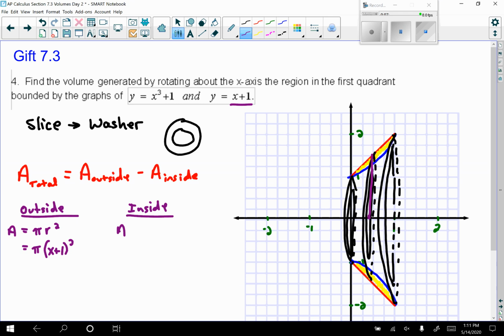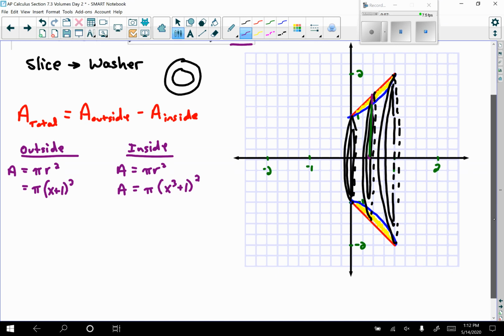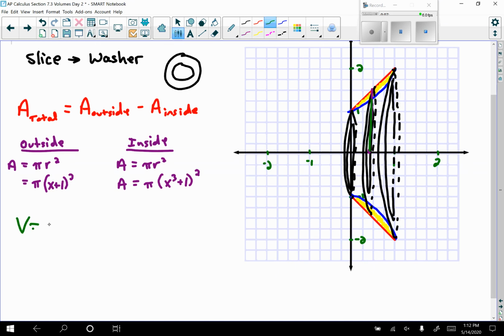And then the area of the inside goes up to the other curve. Let me use green on this one. So it goes up to the curve I have drawn in blue here, which is the x cubed plus 1. So here the area of the inside is going to be pi times the quantity x cubed plus 1 squared. So then our total volume is going to be the volume of the outside minus the volume of the inside. That's how we'll get the volume of everything that's in between those two.